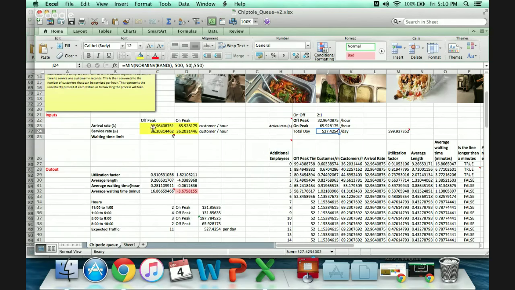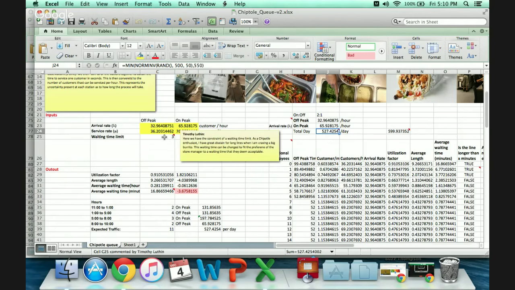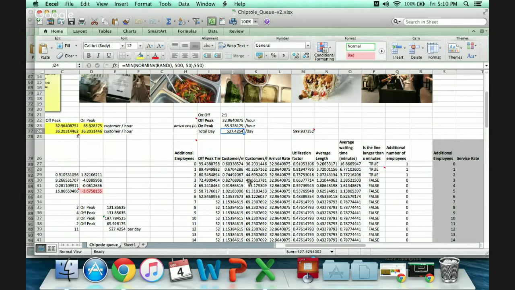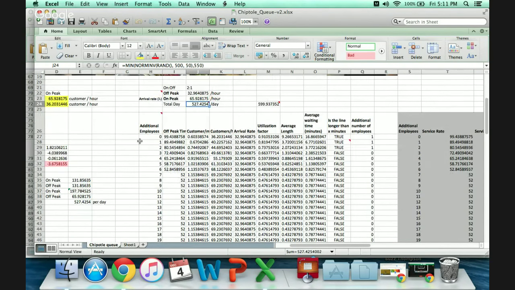So our 2 inputs are the arrival rate and service rate, and our output that we're concerned with is the average waiting time. This time limit can be changed, but right now our constraint is 3 minutes. So if you have a line that's longer than 3 minutes, we have this table over here. And this says that with each additional employee, you get a 10% increase in efficiency up to the point of 52 seconds, which was the floor that we set earlier.